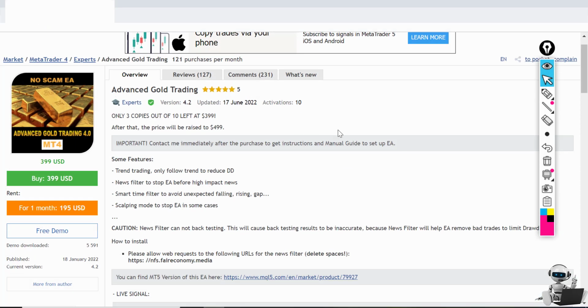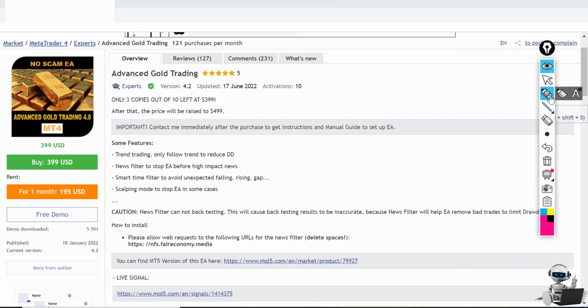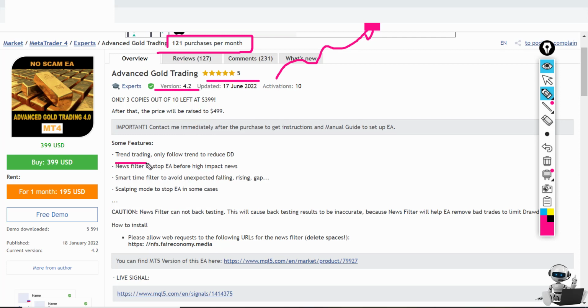So you can see the Advanced Gold Trading EA. Currently we have 121 purchases. The EA is trending, and we have 5 stars. The version is 4.2, and it trades on the trend. So it is a trend friendly EA.